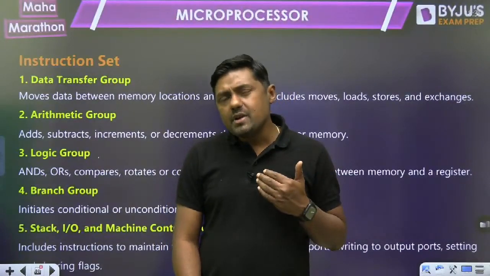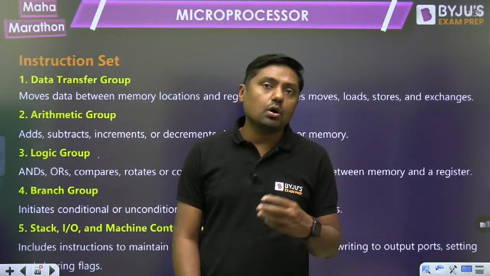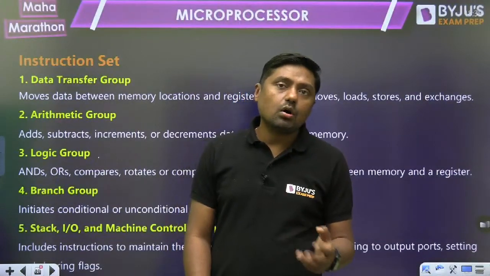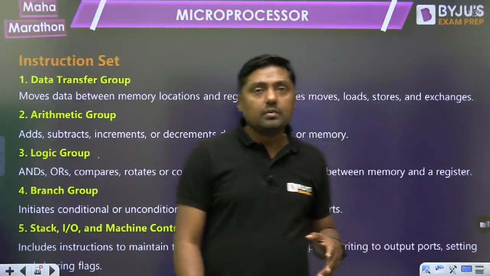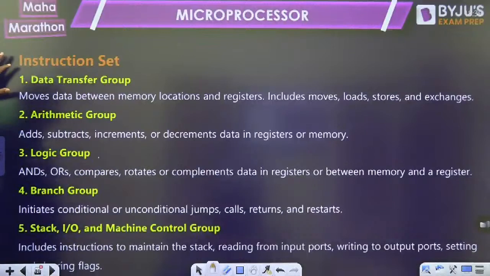Or you can directly load the data on A or B or C, or D, H, or L. So that is called immediate addressing. And these are the data. So we can divide all the instruction set into the data transfer group. Second one is the arithmetic group.